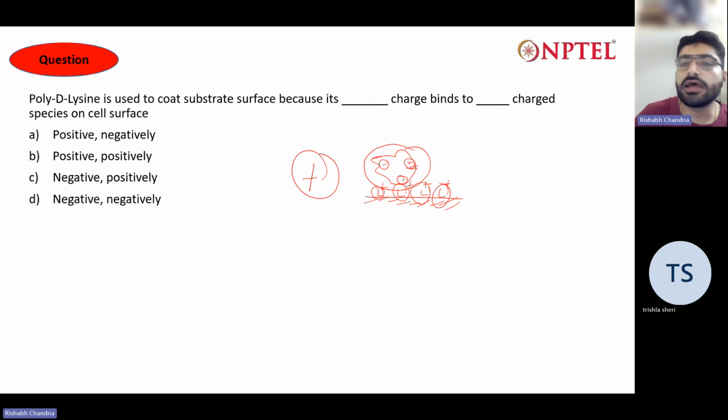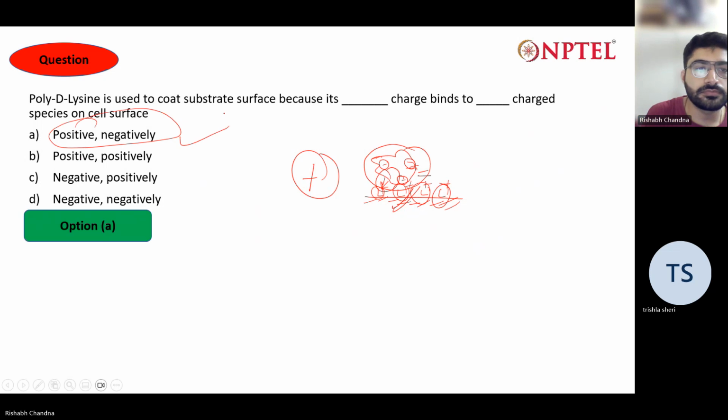Because of this, the cells are negatively charged and the lysine is positively charged, so they have an electrostatic interaction between them. This is how poly-L-lysine helps in attaching the cells to the surface. So the correct answer would be poly-L-lysine used to coat the surface because of its positive charge, that binds to the negatively charged species on the cell surface. Okay, so the correct answer will be option A.